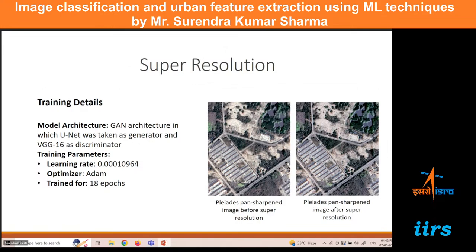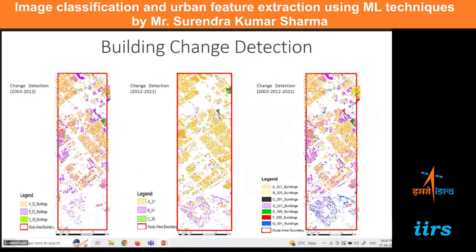And then using this trained network, we brought the resolution of the 2003 and 2012 images to the same as the 2021 images. Then we applied the building footprint extraction algorithm that we trained to those 2003 and 2012 super resolved images also. And then we analyzed the change detection.